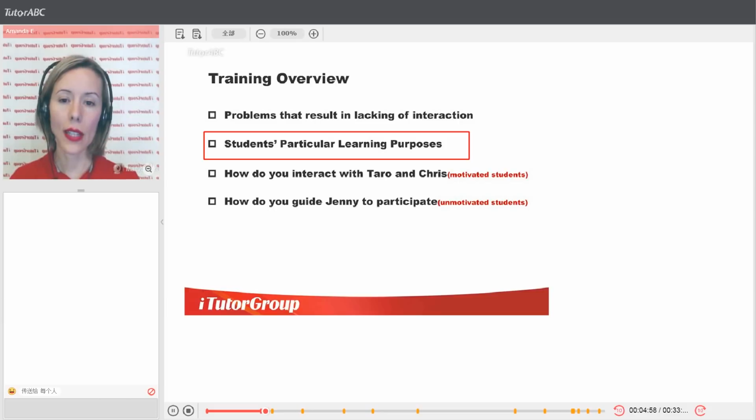Then we'll talk about students' particular learning purposes. In other words, why are they here in class with us? Why are they learning? What is motivating them to be here?